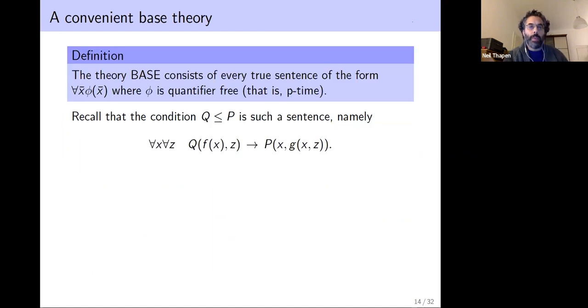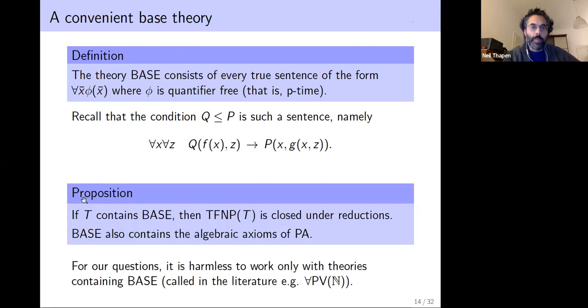So we will take as a base theory, but actually all theories are going to extend this one, where we take every true universal sentence, where universal means a universal quantifier followed by something with no quantifiers. And the things with no quantifiers in the language are just Boolean combinations of polynomial time formulas. So the point of taking this particular theory is that the basic properties we want all have this form. For example, the condition that Q is reducible to P is exactly this form. It's a universally quantified polynomial time sentence.